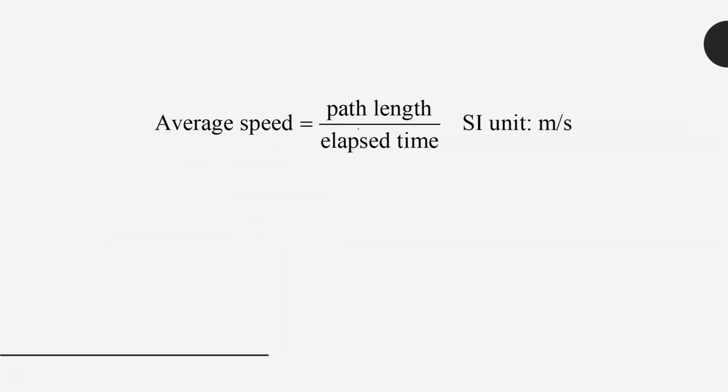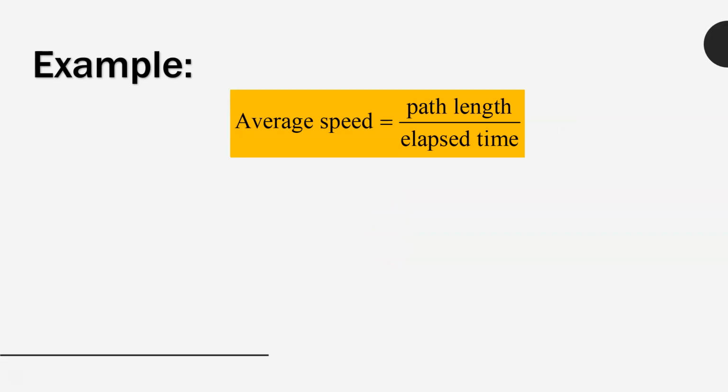Now, average speed can be found by dividing the path length, which is symbolized as d, over the elapsed time, which is our t. And the SI unit for average speed is meter per second. Let's see an example here.